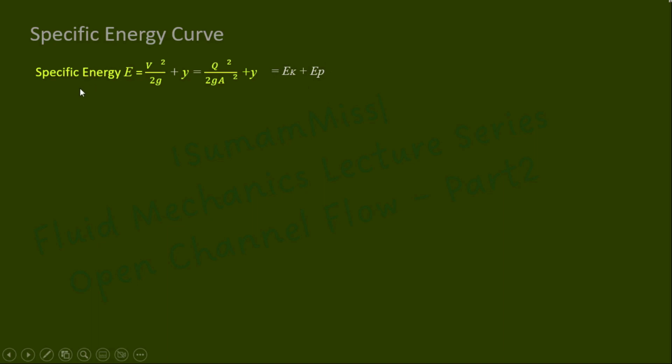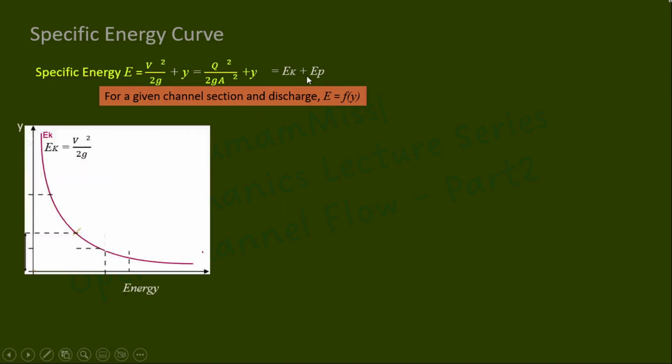For a given channel section and discharge, specific energy E is a function of Y. Ek equal to Q square by 2g A square is a function of Y, and Ep equals Y. To plot the variation of E with respect to Y, which is the summation of Ek plus Ep, we first plot Ek with respect to Y. This parabolic curve represents the variation of Ek with respect to Y. In the next step we plot the variation of specific potential energy with respect to Y. Ep equal to Y represents a straight line making an angle of 45 degrees with respect to the horizontal.